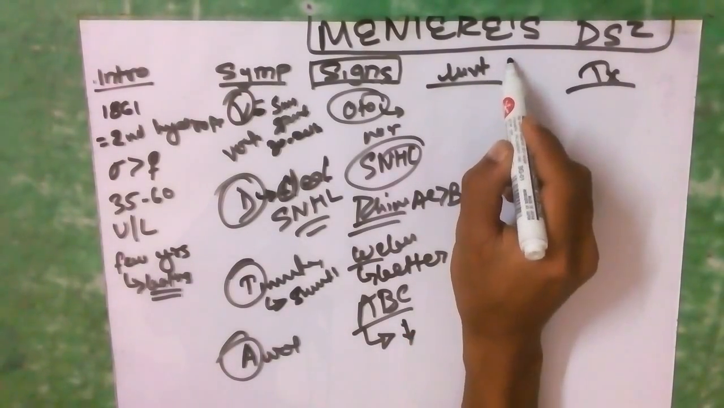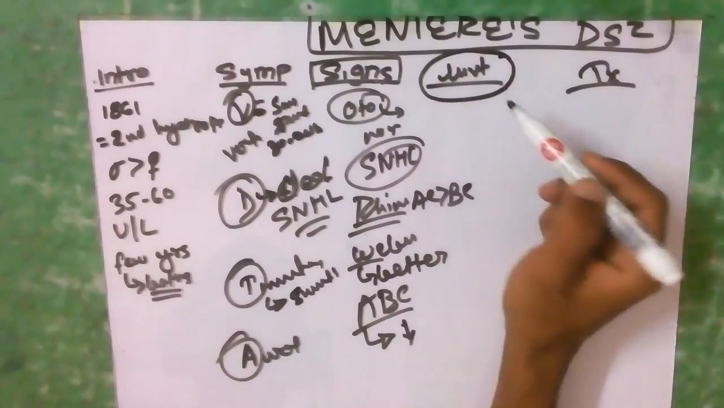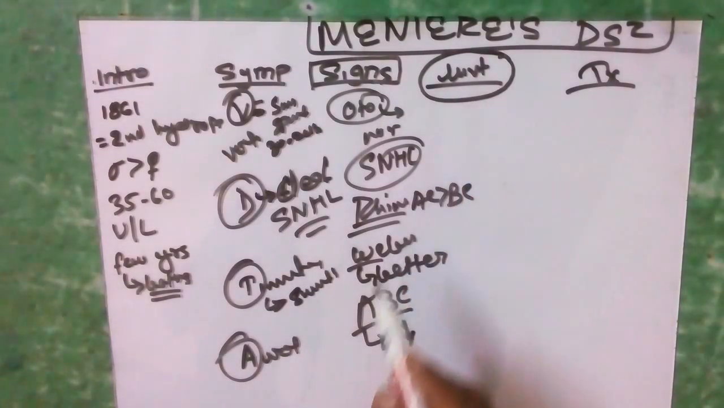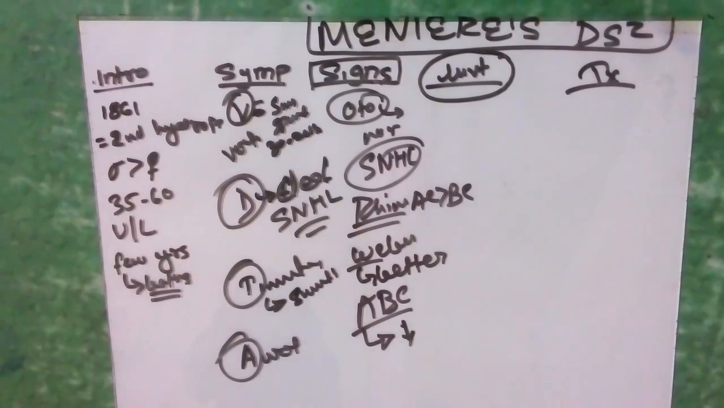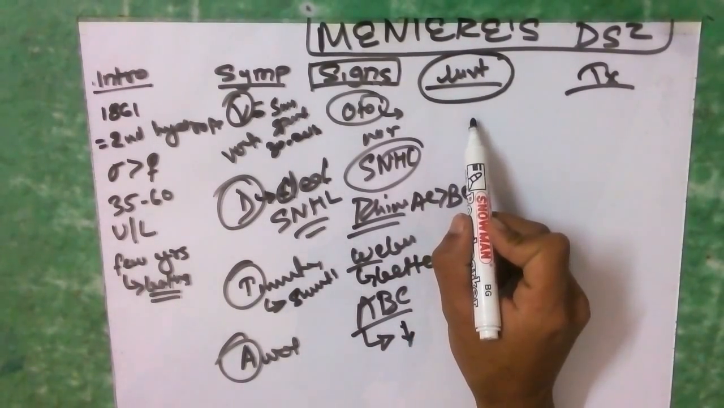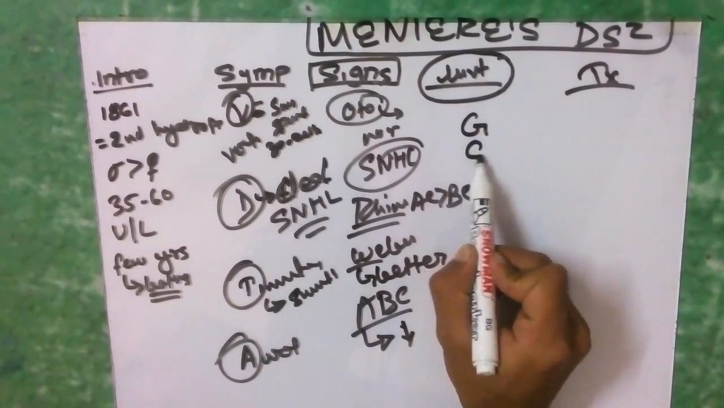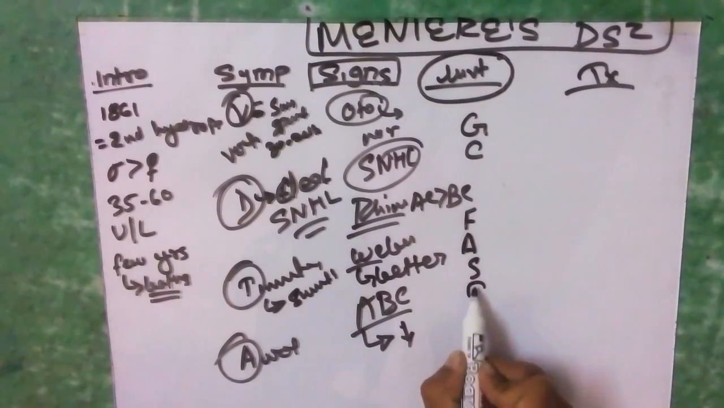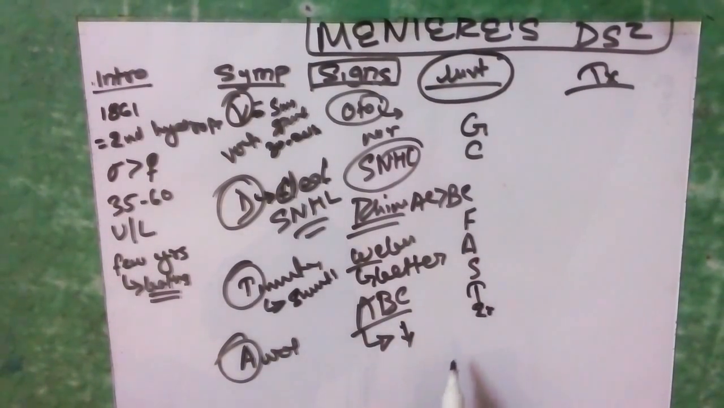Now coming to the investigations. There is a group of investigations that should be performed to detect Meniere's disease. To remember them, we need a mnemonic for investigations. It is Gilchrist: G, C means Gilchrist. Gilchrist hits everything, faster and spinner. FASTER and SPIN.